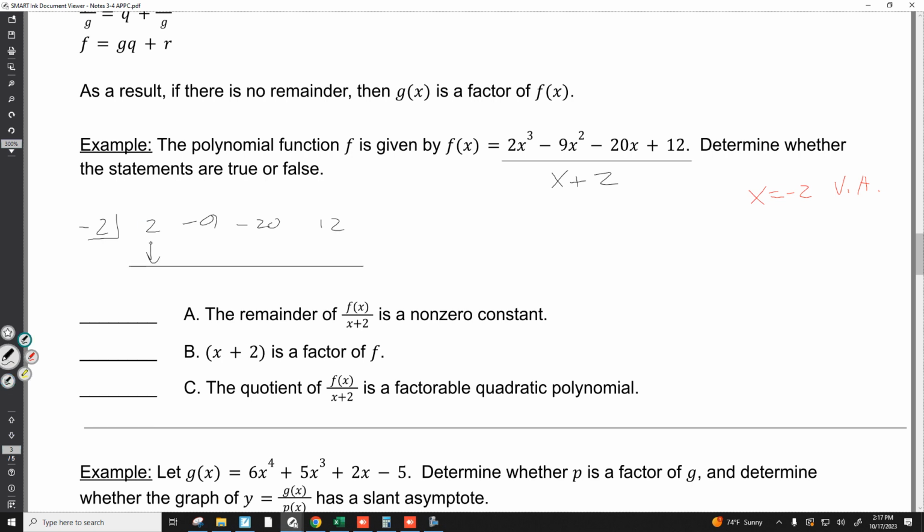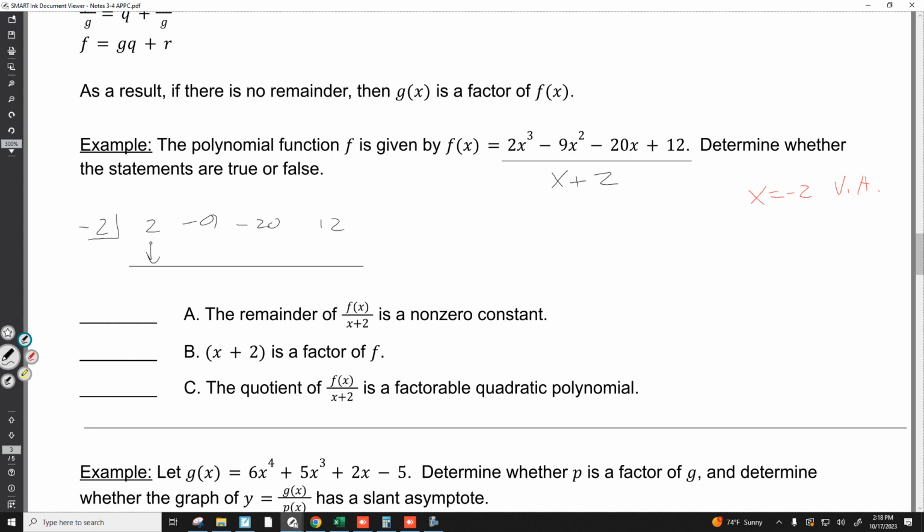This is a great one to practice synthetic division. We practice long division, and we practice synthetic division. You just use the coefficients. You multiply diagonally, you add going down.